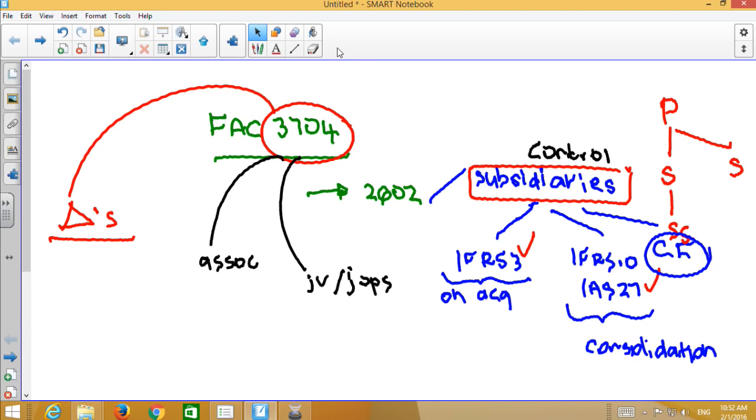We're going back and forward like that. And then at the end, again, we breathe, because then it's just cash flows. So even if you don't remember anything, you can still do a cash flow. Yeah? All right, so that's FAC3704.